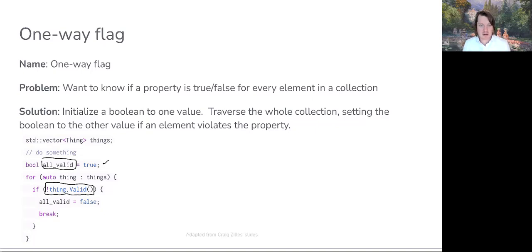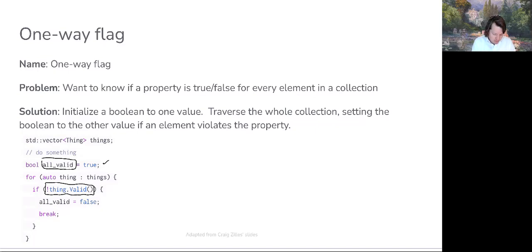So that conditional would be the property that we're checking against for each element in that collection. Here we're just asking, thing, are you valid? And if thing in this particular case is not valid, we go ahead and set all valid equal to false, because at that point we would know that there is at least one element within this collection that does not satisfy the property that we were interested in.